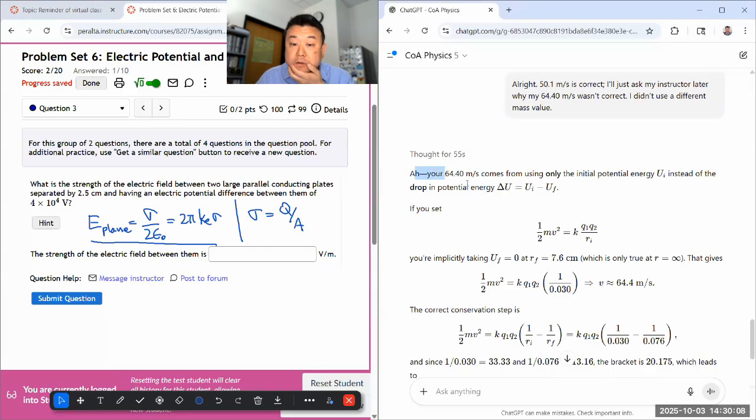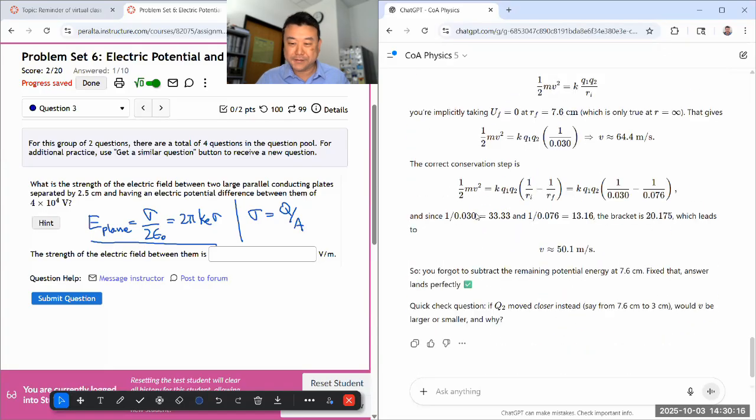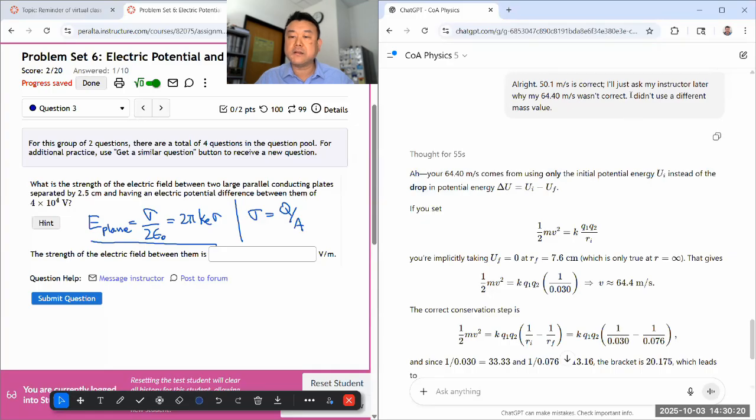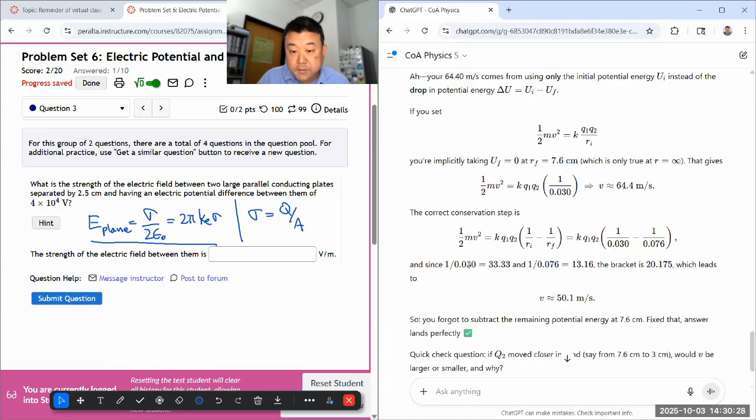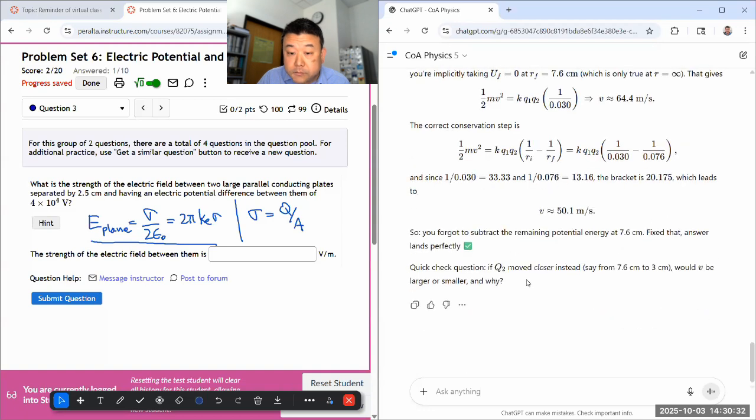Oh wait, it figured it out. Oh, okay. Why didn't it do that before? Oh, maybe because I told it that I didn't use a different mass value. Once you rule out that potential mistake, then it might have figured out the other possible mistake. Yeah. It'll always have those follow-up questions.